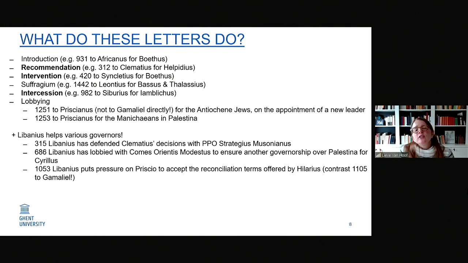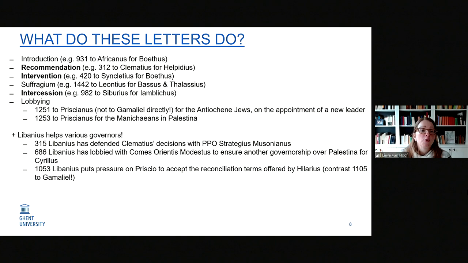So what does Libanius do? Why did he write these letters to governors? Well, I think you have the full range of kinds of letters which Libanius is writing. First of all, we have on the lowest level, if you want, letters of introduction, letters with which he introduces a person who is traveling somewhere to somebody else, where the person who carries the letter is not known to the other person. For example, a letter in which he introduces Boethius to Africanus.